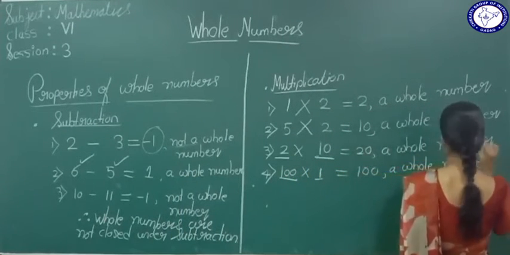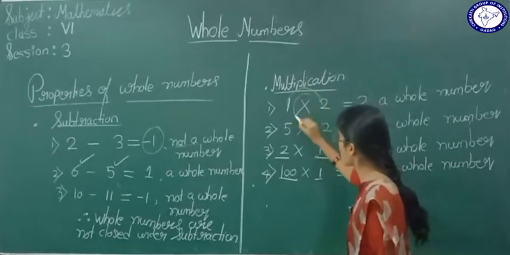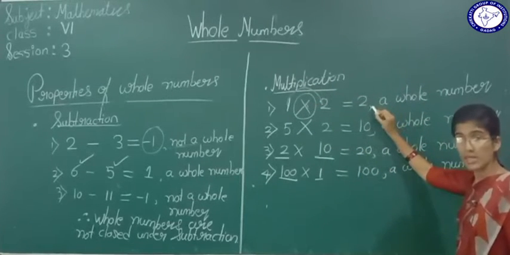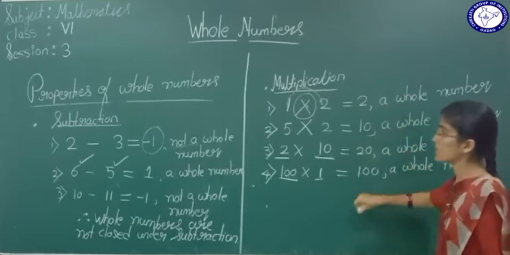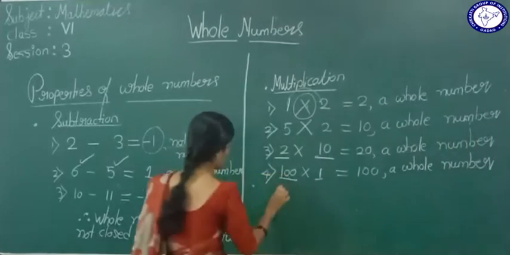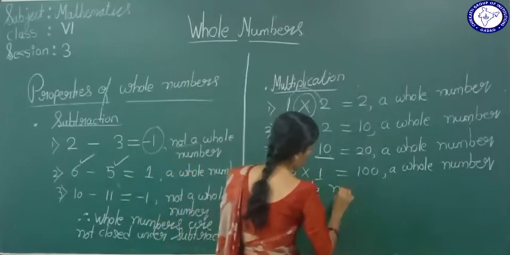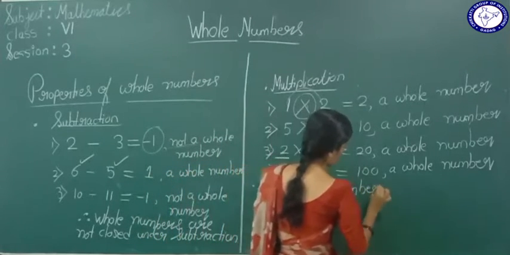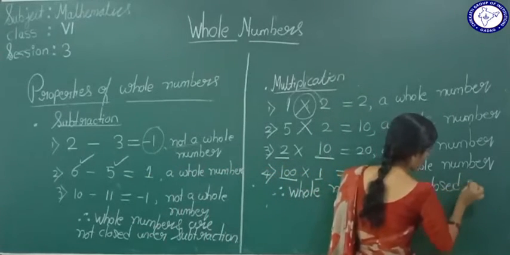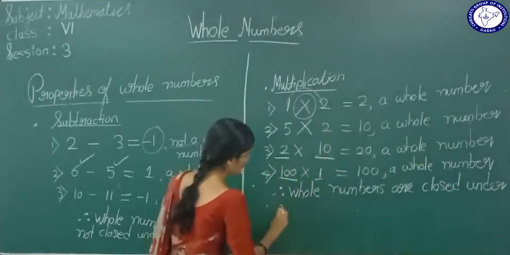What does closure property mean? Closure property means if you take two whole numbers and apply any operation, again a whole number should come. So we can tell whole numbers are closed under multiplication. Yes or no? Therefore, whole numbers are closed under multiplication.